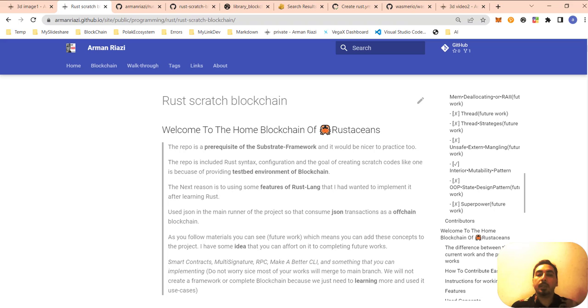This repository is the prerequisite of the Substrate framework, and it would be nice to practice. And it's a simulation environment for your work if you need more practice on Rust. And the next reason is to use some features of the Rust language that I had wanted to implement after learning Rust.